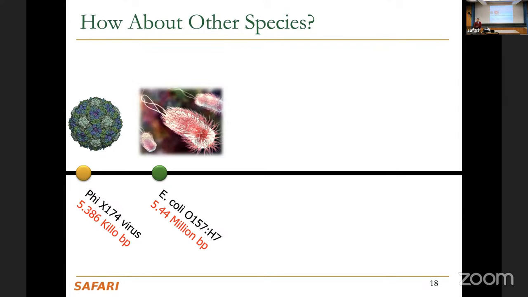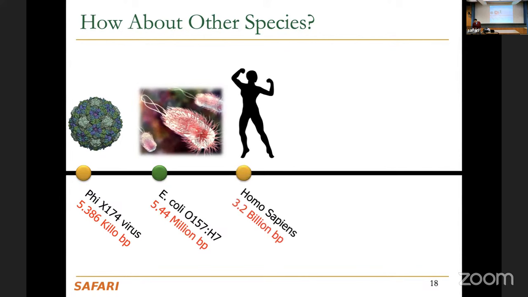Next we have human. Human has around 3.2 billion characters. So it's more than 100x larger. Maybe we're seeing some trend here, right? Maybe as the genome length increases, the complexity is increasing. Maybe there's such a trend.